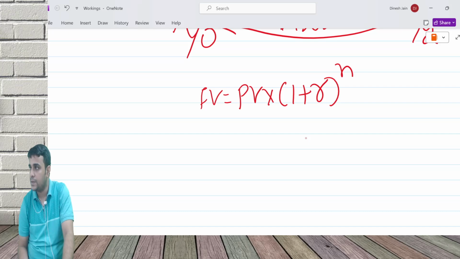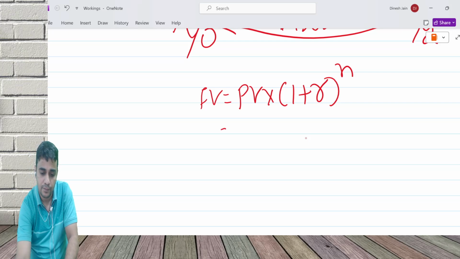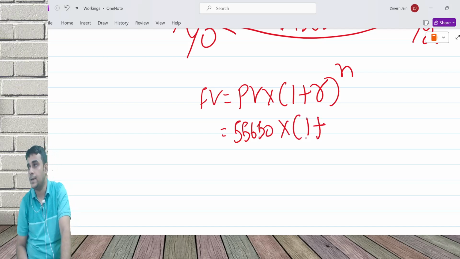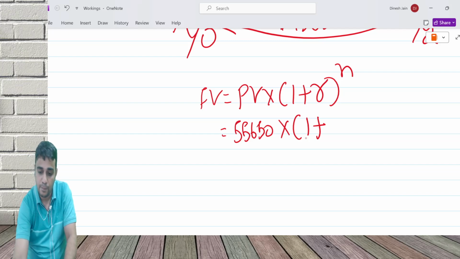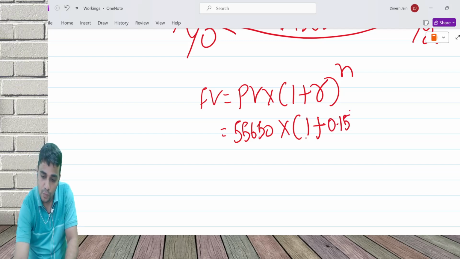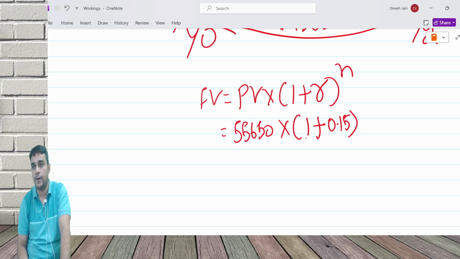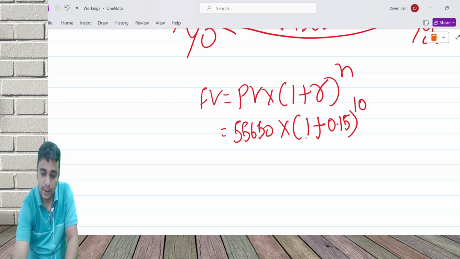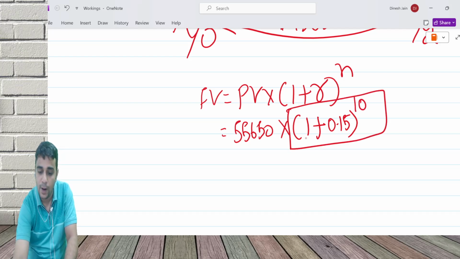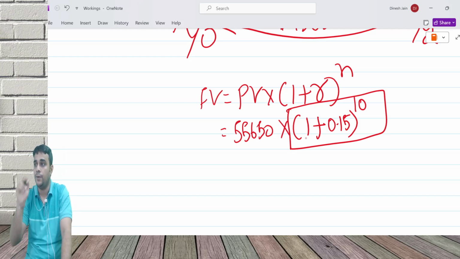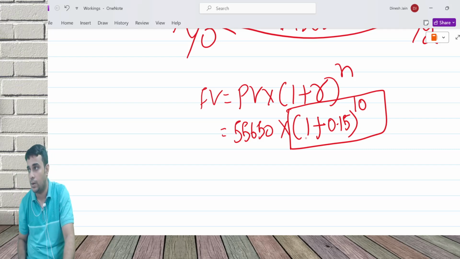Same formula will do it for present value in the reverse order. What is the present value given in the question? Into 1 plus, what's the rate of interest? 0.15, that is 15%. How many years? In the calculator, first get me this: 1.15 power 10.